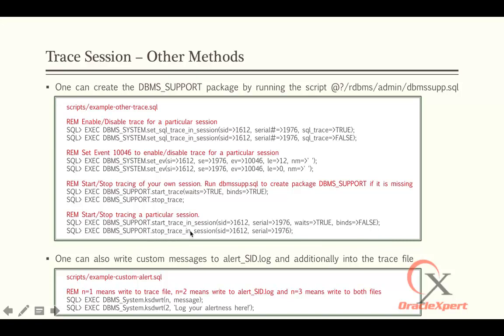Or you may want to do it for someone else, provided you know the SID and the serial number for that session. So one can use DBMS_SUPPORT.START_TRACE_IN_SESSION, SID equal to something, serial number equal to something, waits as true, binds as false, and once it's no longer required, you might say STOP_TRACE_IN_SESSION, again specifying the same parameters. So these two examples: one is DBMS_SUPPORT.START_TRACE to trace your own session, and the other uses DBMS_SUPPORT.START_TRACE_IN_SESSION to enable trace in someone else's session.